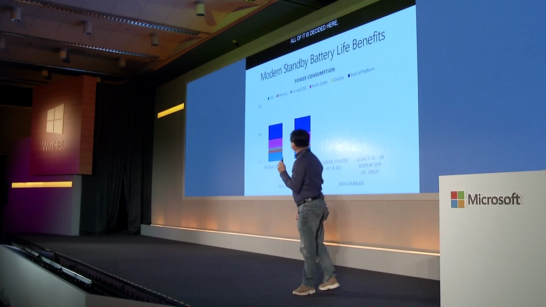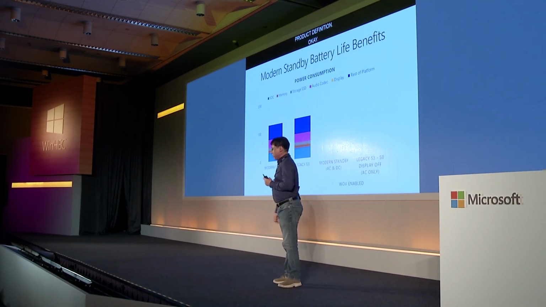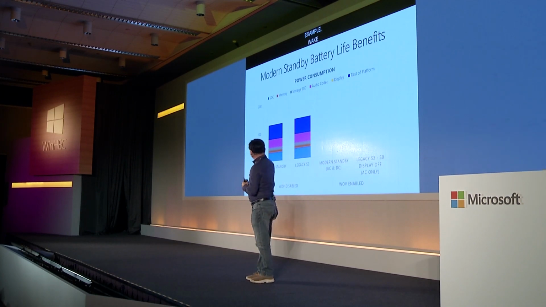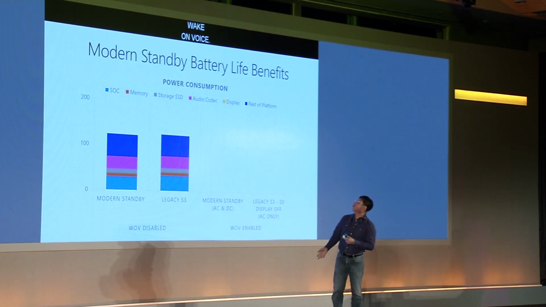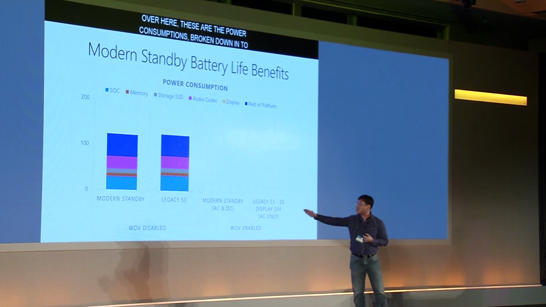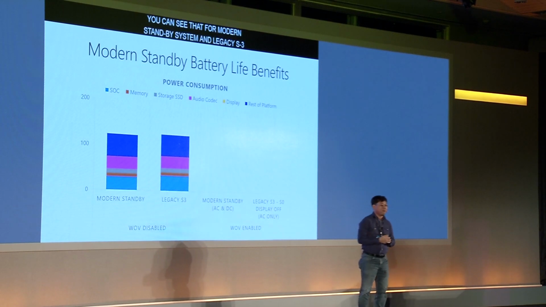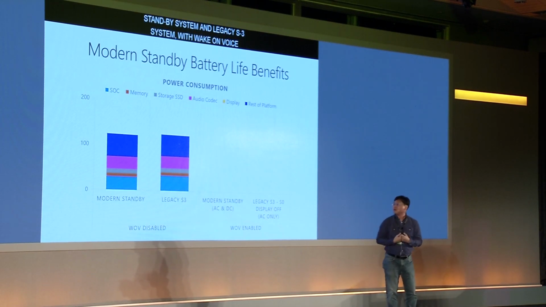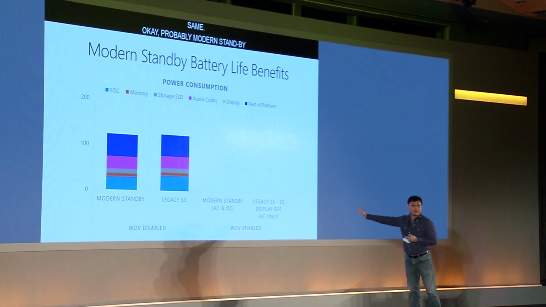Okay, let's continue to use the same example, wake on voice. These are the two bar charts over here. These are the power consumption broken down into different components like SoC, memory, etc. You can see that for modern standby system and legacy S3 system, with wake on voice disabled or deactivated, the power consumption is about the same. Probably modern standby is slightly lower in terms of the SoC power. Let's enable wake on voice and see what happens.